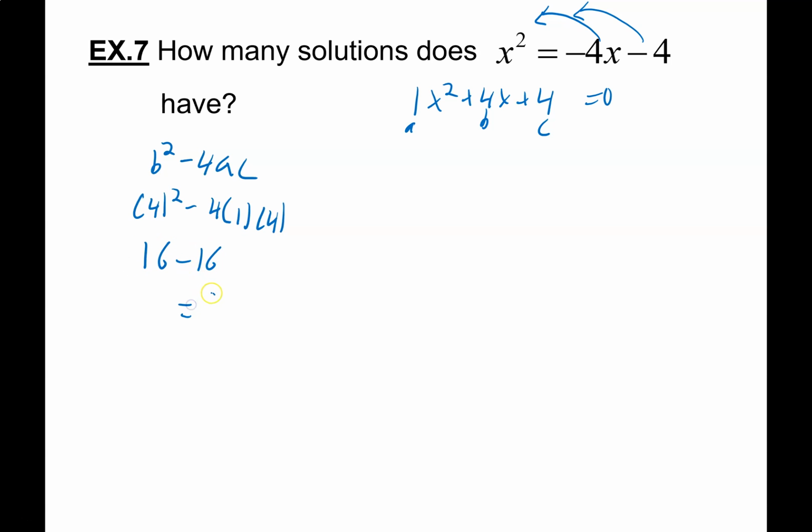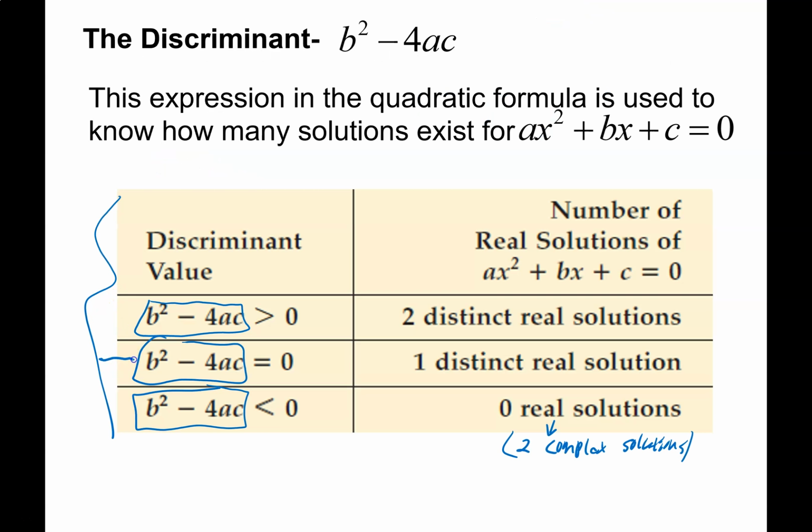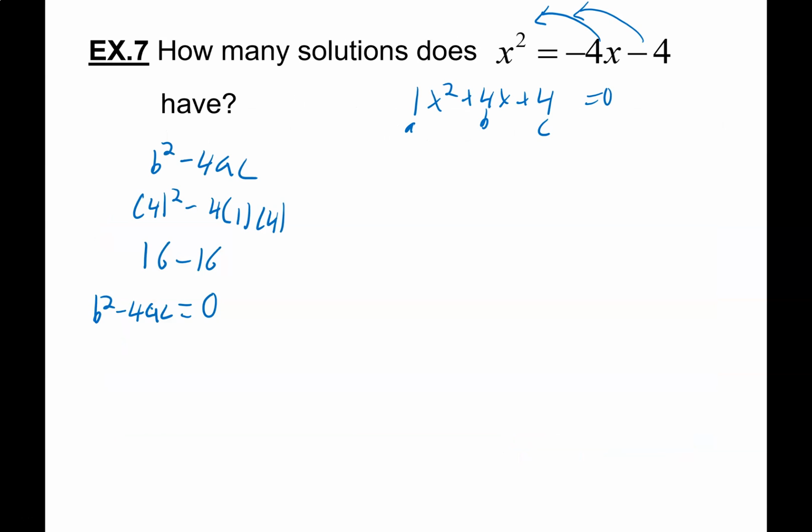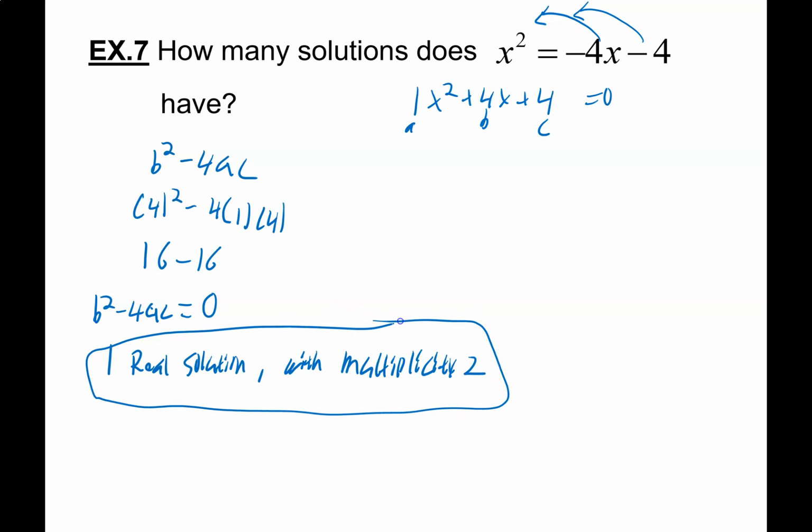16 minus 16, I get 0 for my discriminant. And if you look back, when b squared minus 4ac is equal to 0, I get one distinct real solution, or you could say that you get one real solution with multiplicity 2. That's kind of how I like to write this.